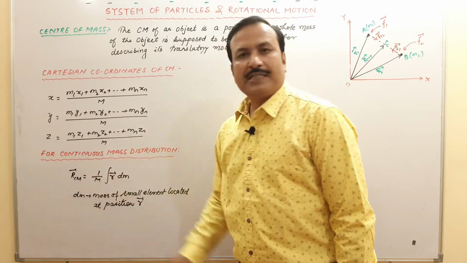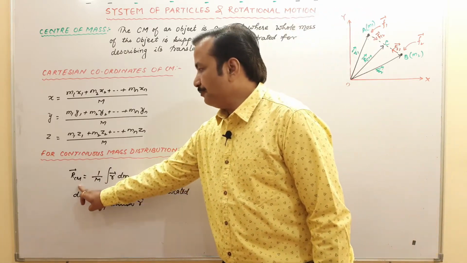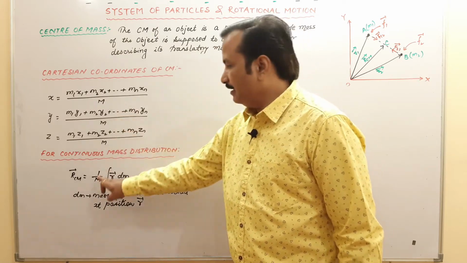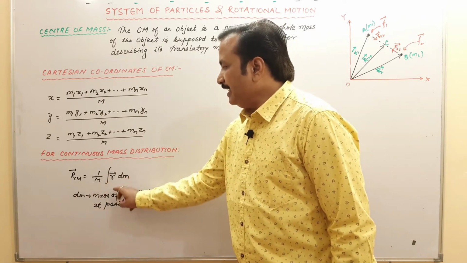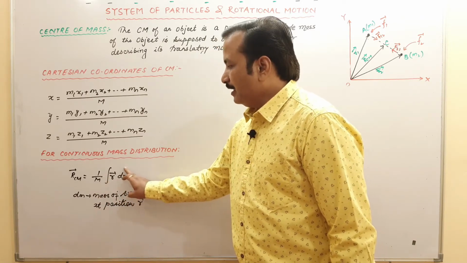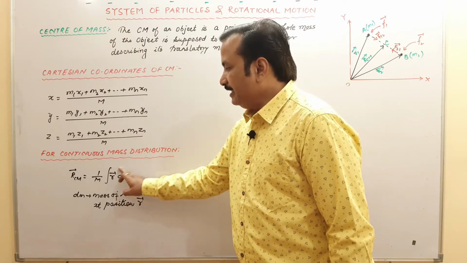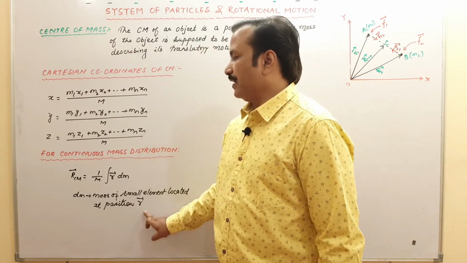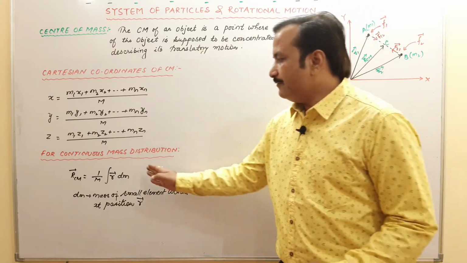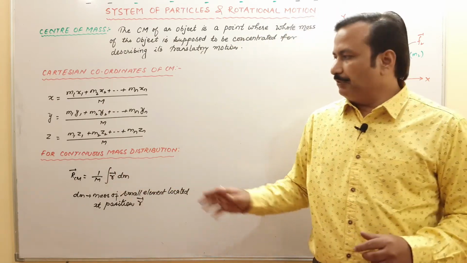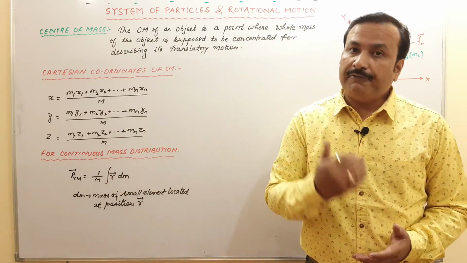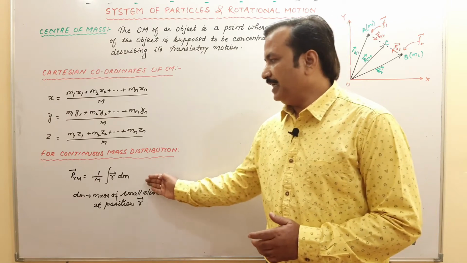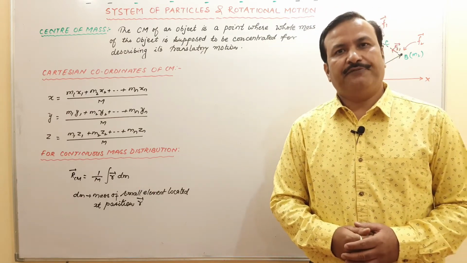If the mass distribution is continuous, how will we write it? For the center of mass position vector, it is 1 upon M. Basically it is divided by total mass, just as here there is division, that is taken out as 1 upon M. Integration r dm. What is r dm here? r is the position vector of dm. dm is the mass of the small element located at position r. This we can take when mass distribution is continuous. You will find this formula is applicable when we find the center of mass of a uniform rod, right? We will directly apply this formula and we will get the result.